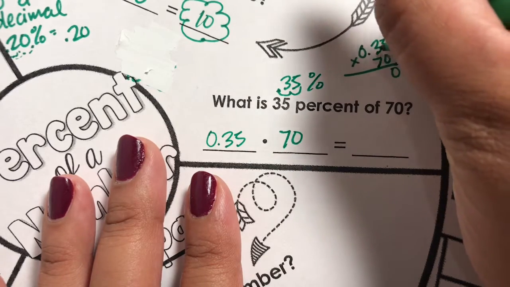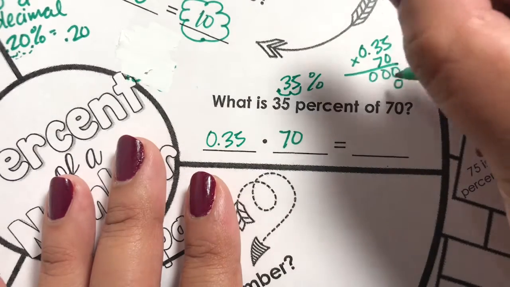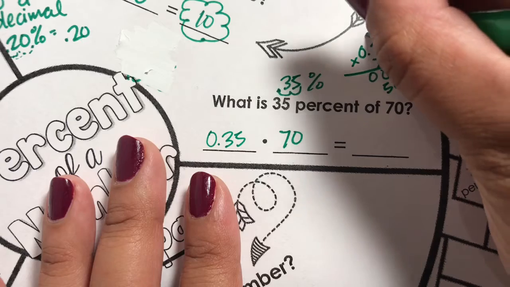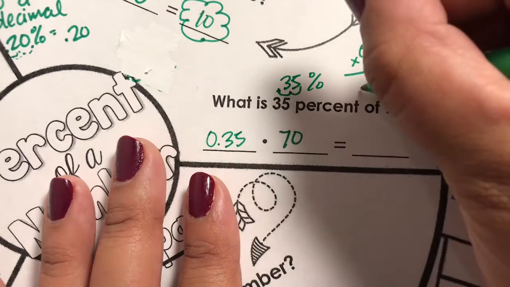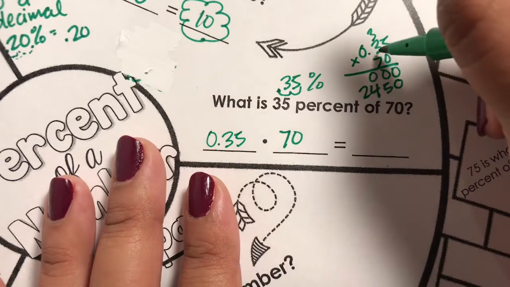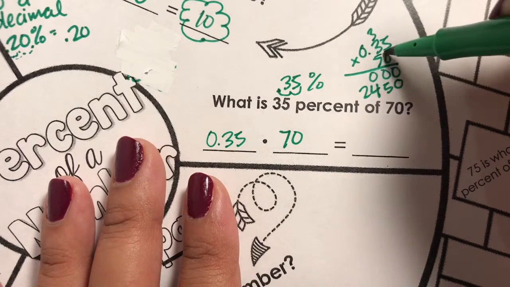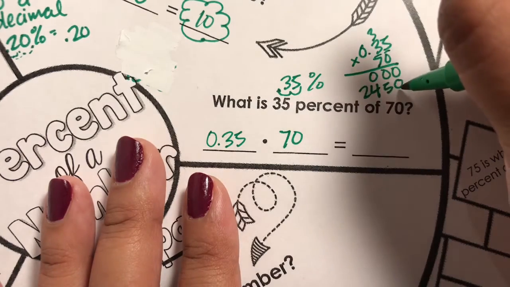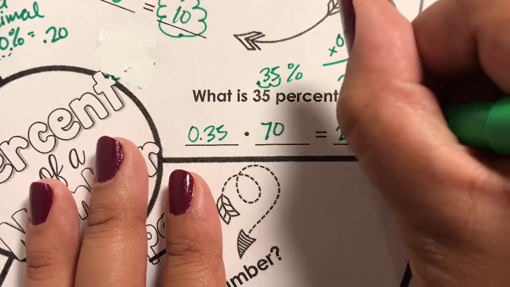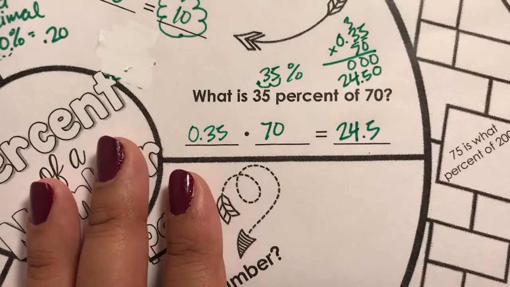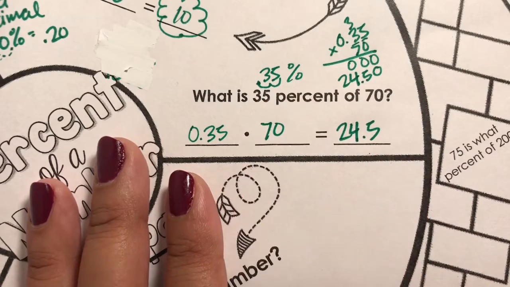5 times 0 is 0, 3 times 0, 0 times 0. Add your 0 here. 7 times 5 is 35. Carry the 3. 7 times 3 is 21, plus 3 is 24. Then I have to count how many decimal places are after the decimal. So there's 1, 2 places after the decimal. So I have to count 1, 2 here. So my answer is 24 and 5 tenths. So that is the part of 70 that is 35%.